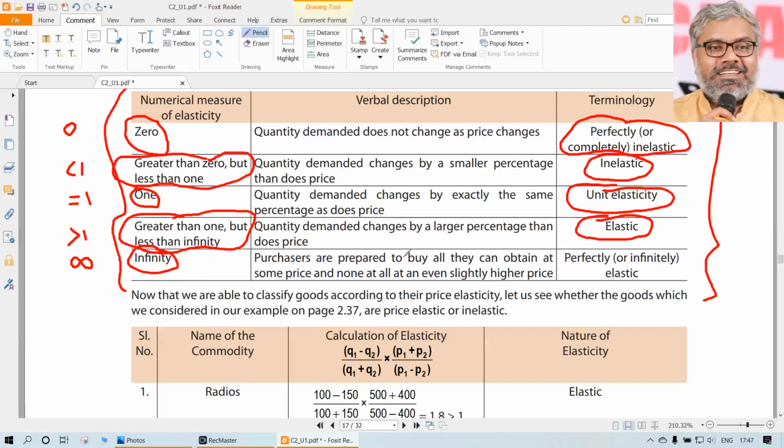So just for understanding purposes, if such a situation occurs, what does it mean? It means the purchasers are prepared to buy all that they can obtain at some price, and if the price increases even a little bit, they are not going to buy at all, none. So people have a thought process of all or none. All or none is the process. Again, practically nobody will have such a thought process. Theoretical questions of course can be asked on this.